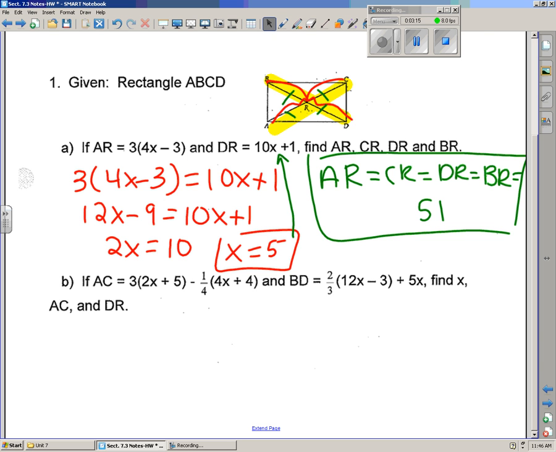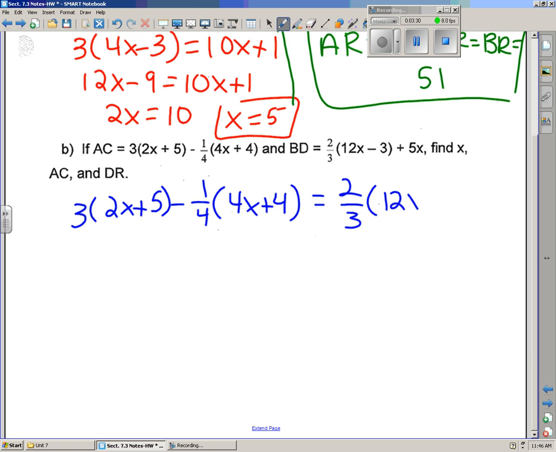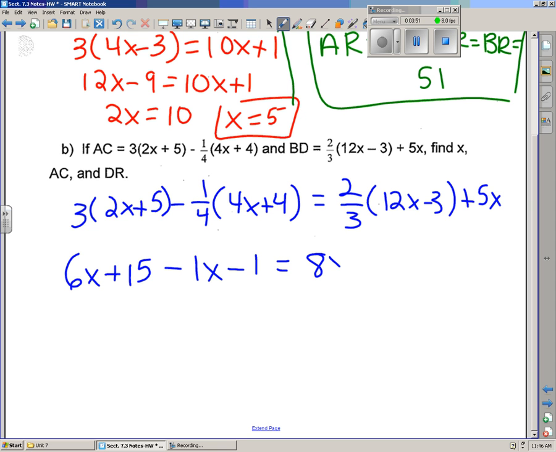So here's some algebra for you. We're going to say that 3 times the quantity 2x plus 5 minus 1/4 of 4x plus 4 is equal to 2/3 of 12x minus 3 plus 5x. Distribute. 6x plus 15, 1/4 of 4x is minus 1x, 1/4 of 4 is minus 1, is going to be equal to 2/3 of 12. 12 divided by 3 is 4, times 2 is 8. 8x minus 3 divided by 3 is 1, times 2 is 2, plus 5x.